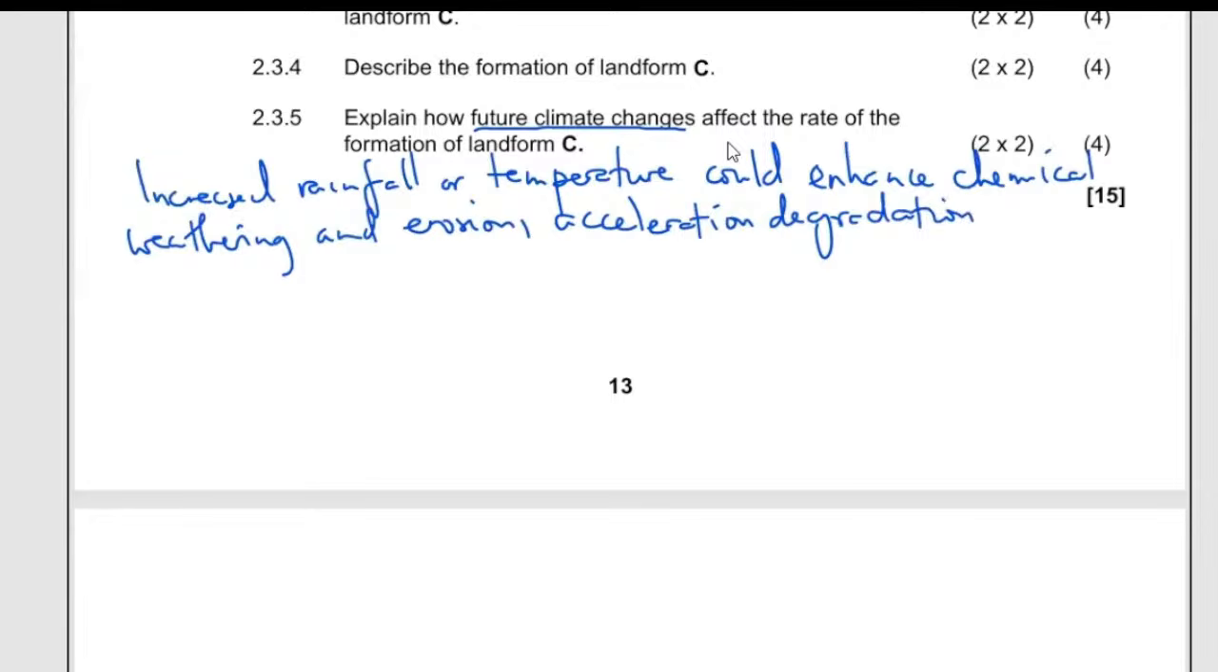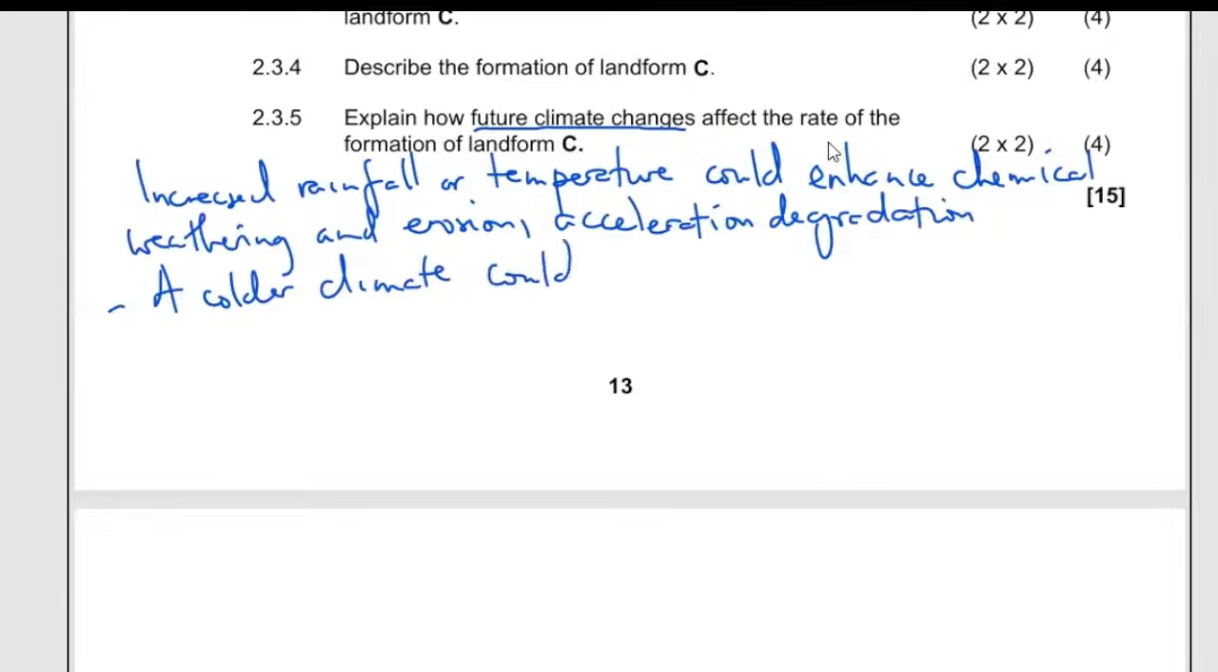So ultimately we are seeing the influence of rainfall and temperature. They would speed up the process of chemical weathering and accelerate the degradation process, which leads to faster formation of the granitic tors. And also, if the climate changes to a colder climate, what is going to happen?